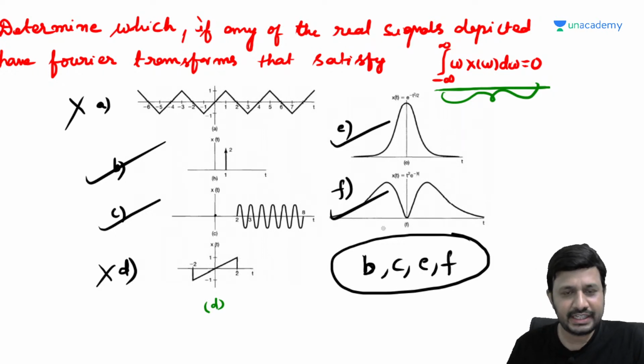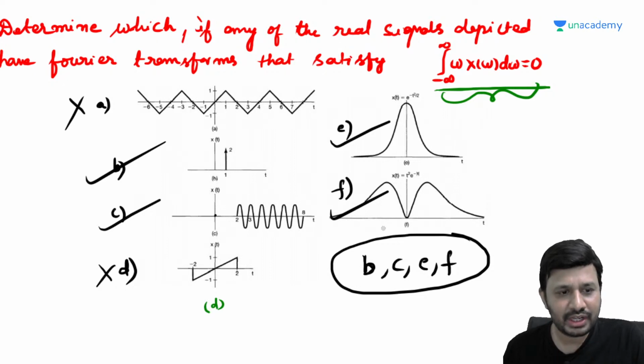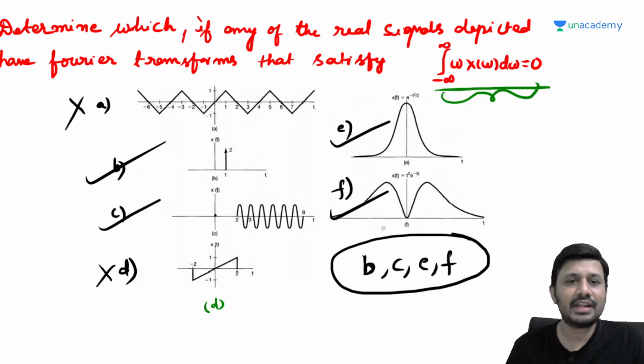If you differentiate the signal and observe at t equal to 0, the value must be 0. For B it is satisfied, for C it is satisfied, for E it is satisfied, for F it is also satisfied. A and D are not satisfied because they are odd signals, whose derivative is an even signal. An even signal's value at the instant 0 cannot be 0.